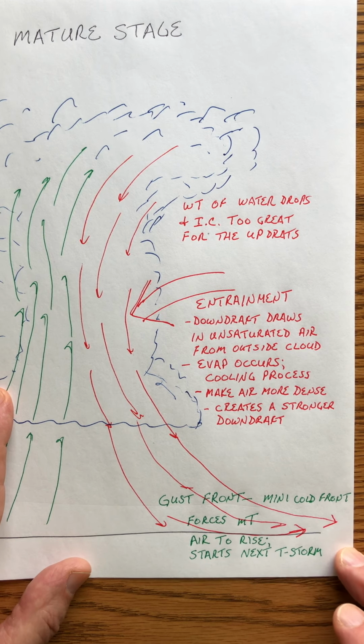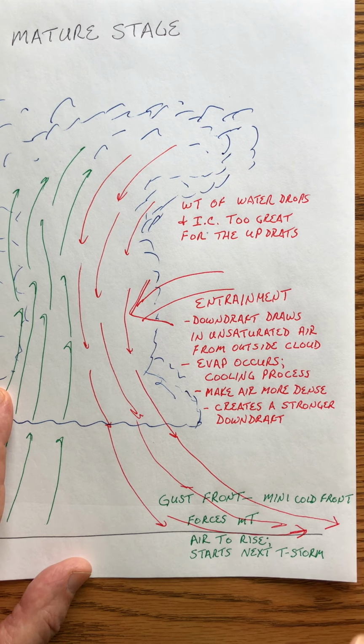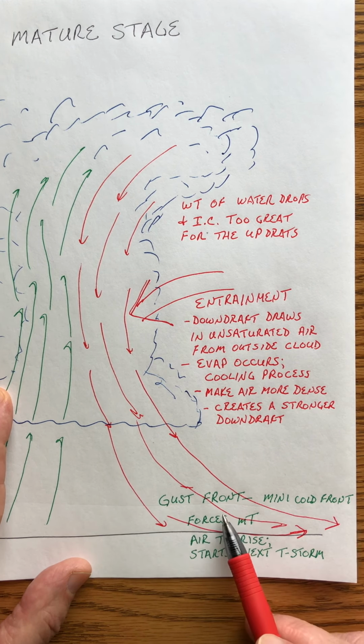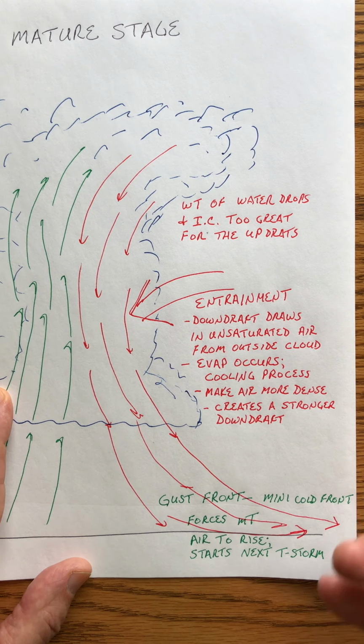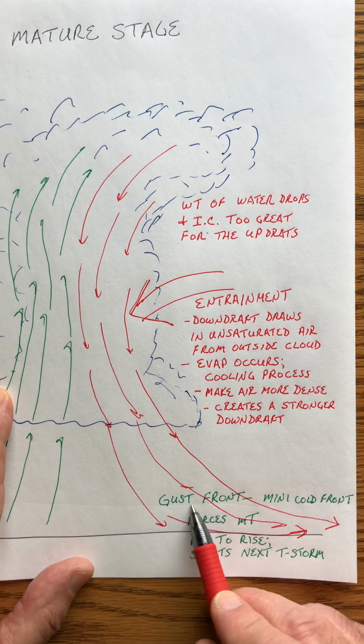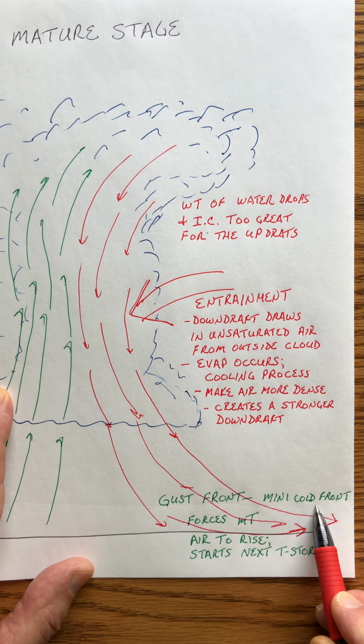And I'm sure you have experienced this in your lifetime. You see a thunderstorm in the distance, and before the thunderstorm reaches you, you get this big gush of cool air. That's the gust front, and the gust front acts like a mini cold front.